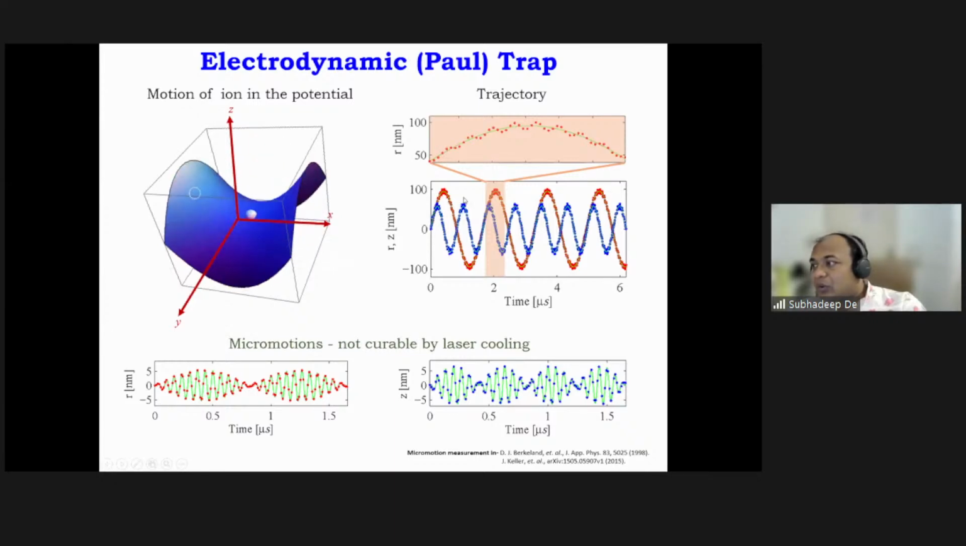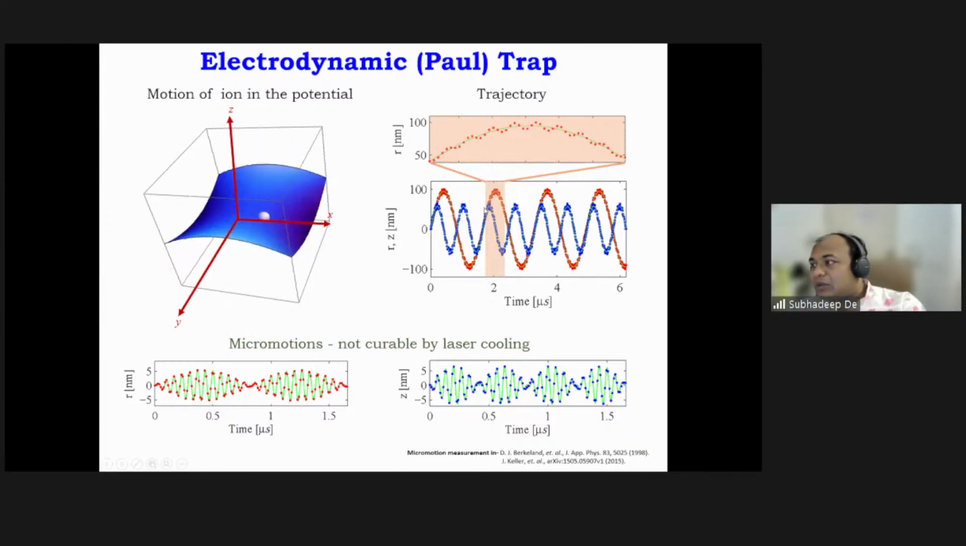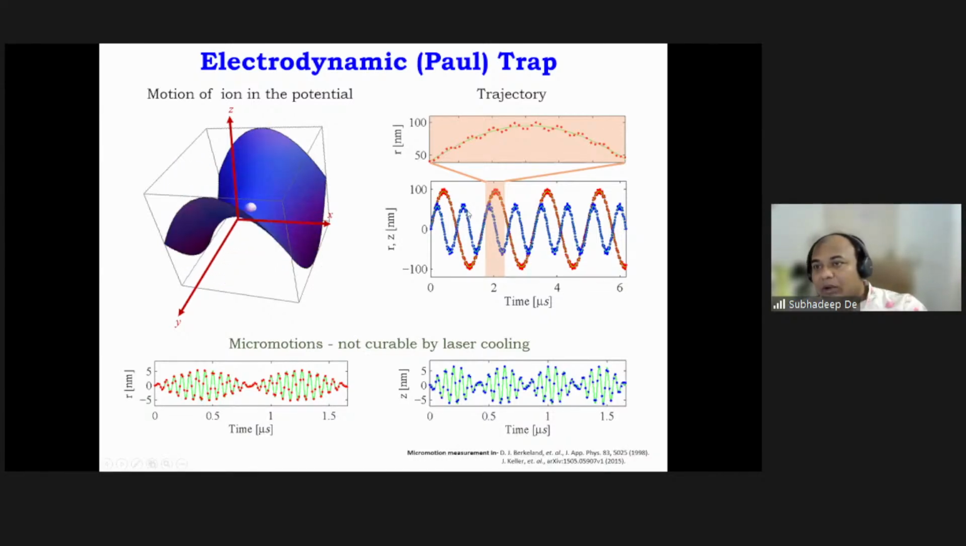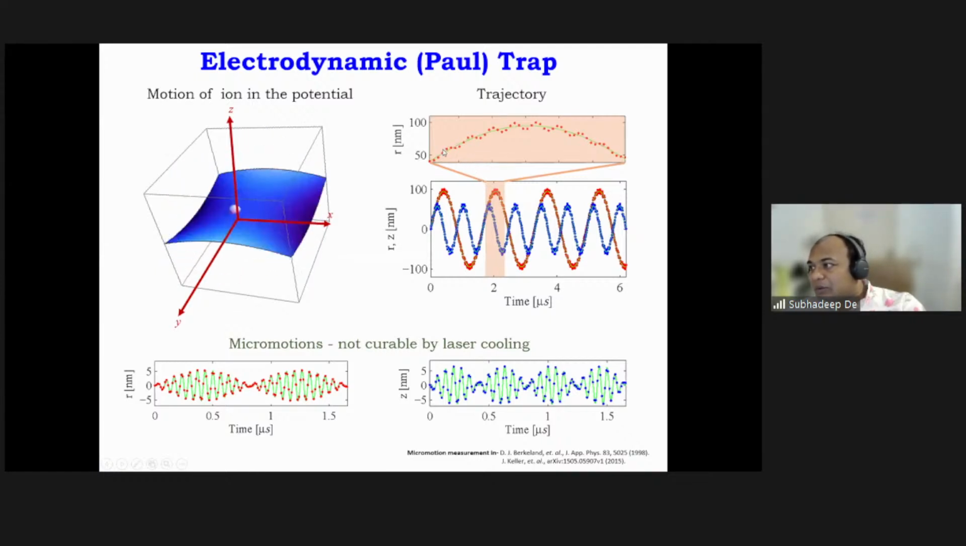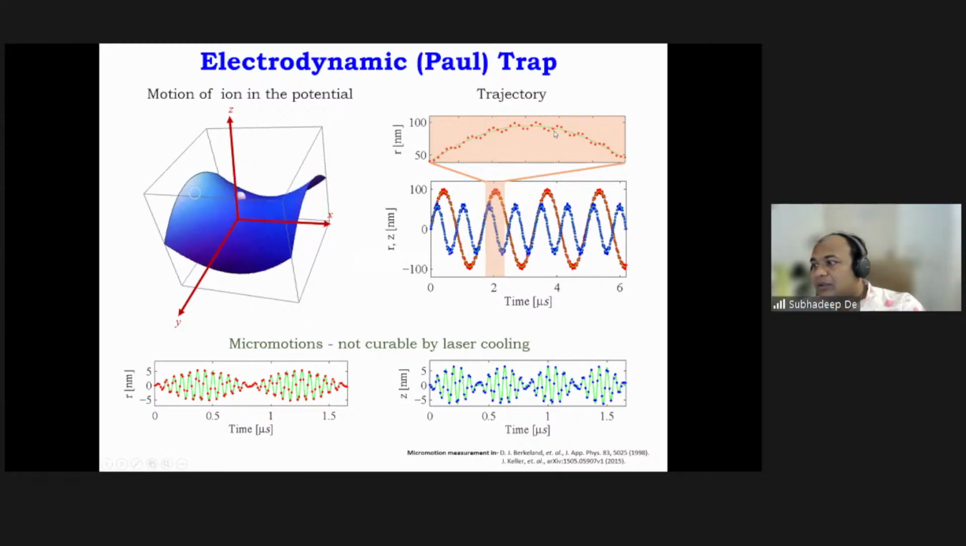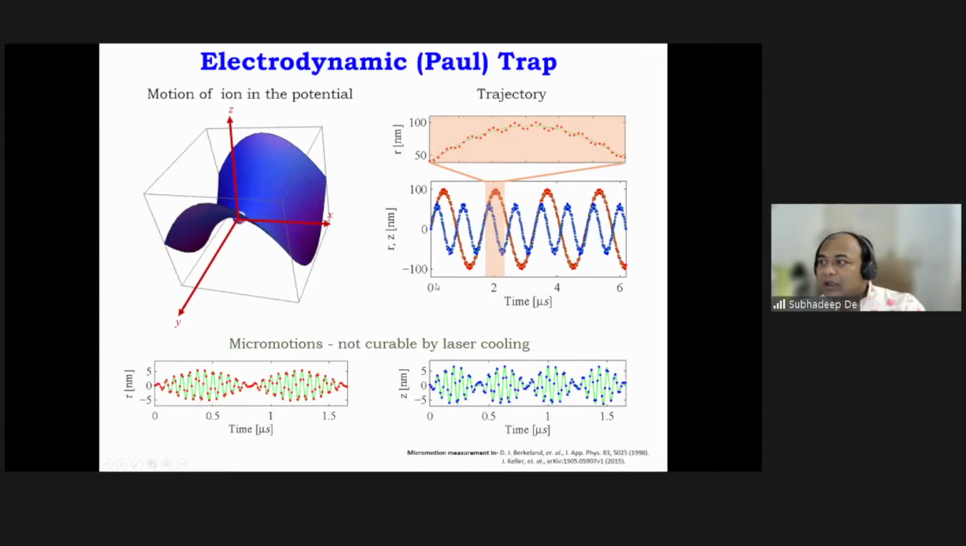And if you look closely, it has two different motions. One is this motion, which is much smaller and much slower, and this is modulated by a very high frequency motion. If you zoom in, you see these high frequency oscillations here, which are plotted here after separating them out from the slow motions. The slow ones are called secular motion, and the faster ones are called micromotion.